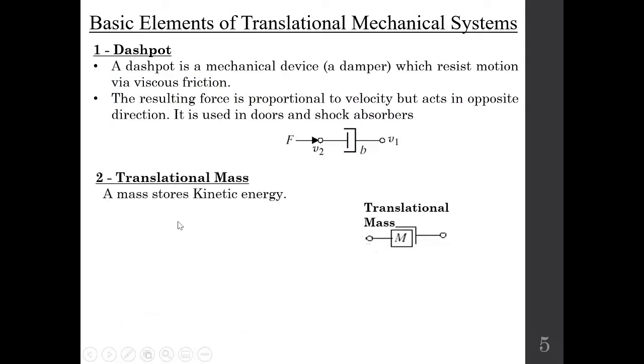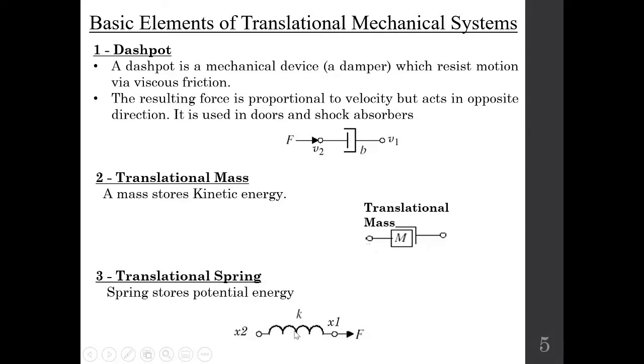This is a translational mass. It stores kinetic energy. This is the symbol to represent a translational mass. Then we have a translational spring which stores potential energy. The symbol of the spring is given here, as you can see. In a spring, the force applied depends upon how you stretch the spring. So the more you stretch a spring, the more opposing force it will apply against the external force.